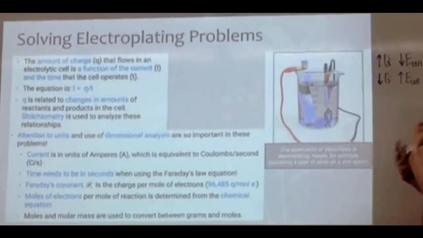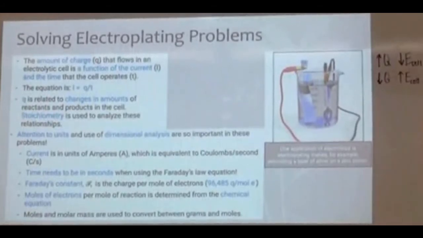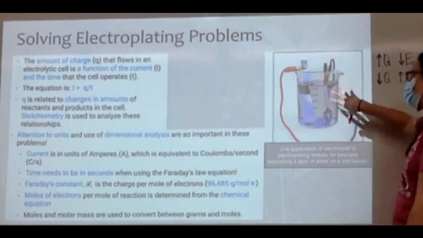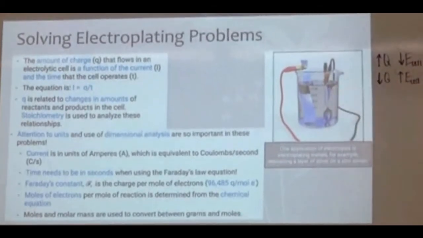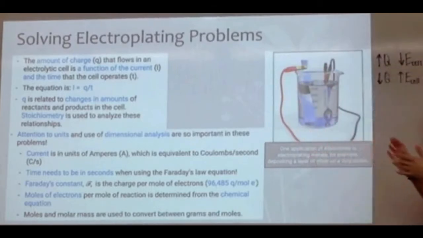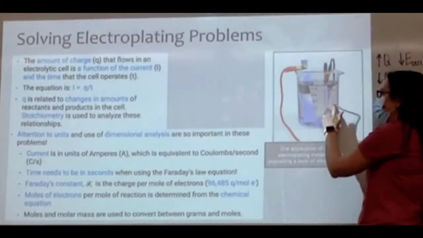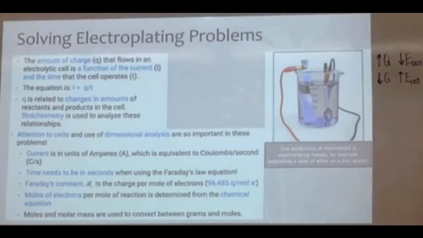The biggest thing with electrolytic cells is looking at the application. So actually applying electrolysis to the real world. And the most common application of electrolysis and electrolytic cells is electroplating metals. So what that means is we actually connect these wires to a battery. We make a non-spontaneous reaction work. And what actually happens is we're able to plate a metal onto some object.